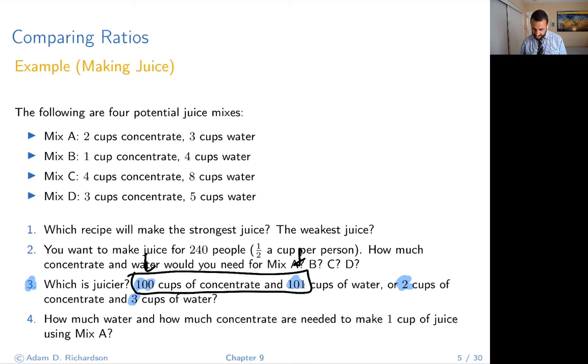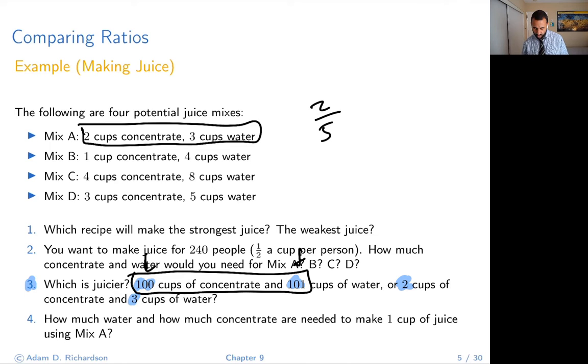How much water and how much concentrate? Oh, let's go to question 4 now. Sorry. How much water and how much concentrate are needed to make 1 cup of juice using mix A? Well, the idea here is that it might be confusing because our ratios are given to us in terms of cups up here. But remember, a ratio is just a scaling factor, essentially, right? It's a ratio of 2 numbers.